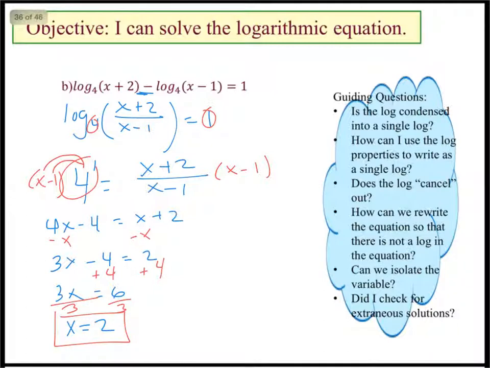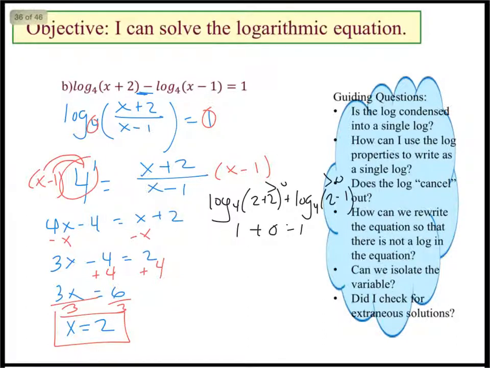We do want to go and check and make sure that that is going to be okay for our logs. So 2 plus 2, that's fine. And log base 4 of 2 minus 1, that would be fine also. Those would all be greater than 0. And if we do check it, we end up getting, well, log base 4 of 4 is just 1, and then log base 4 of 1, well, that's just 0, so that's 1. So everything checks out there.